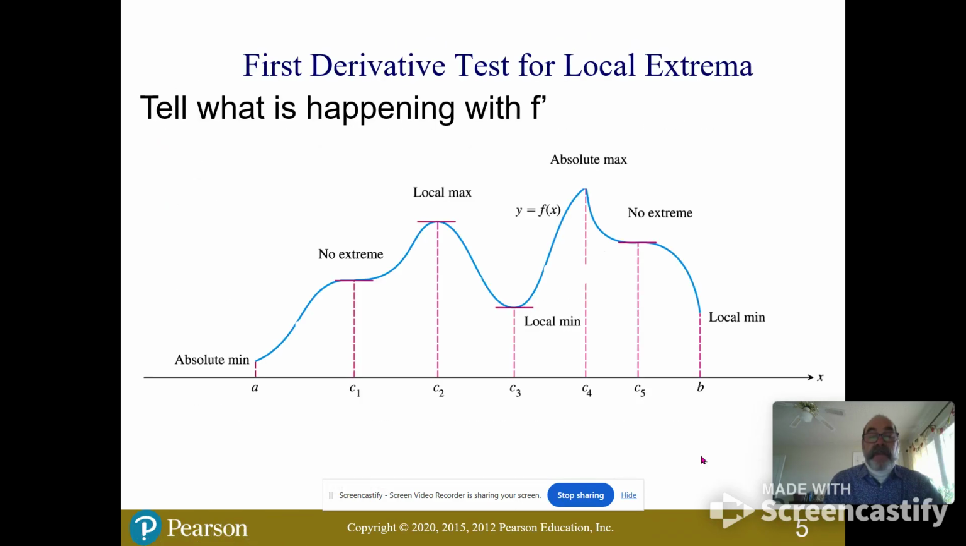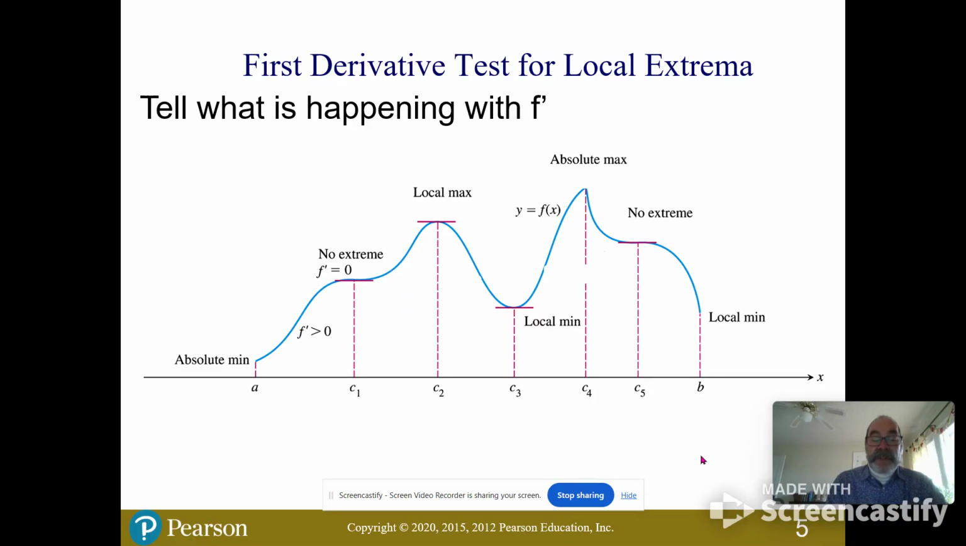Okay. So what's happening with our derivative? Here's our function. Okay. At A is our left-hand point. That looks like an absolute min there. And then between A and C1, our derivative is greater than 0 or it's increasing. At C1, the derivative is 0.